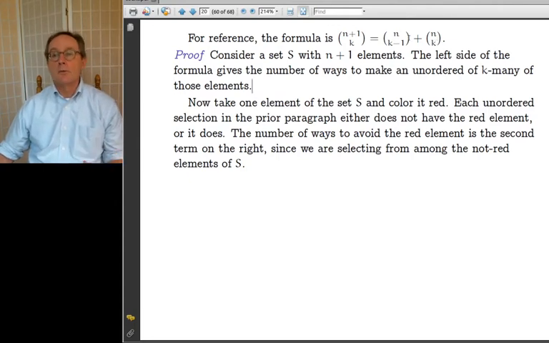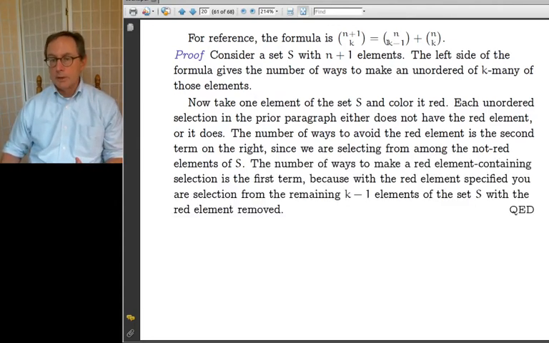This must be the number of ways to pick while picking the red element. And sure enough, that's what it says. You have decided you're going to pick the red element in the set capital S. So that means you're really only picking n things, because you've already decided on the red element, so it's already done. So you're picking n things.